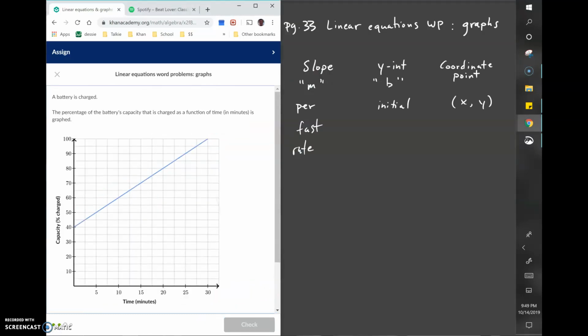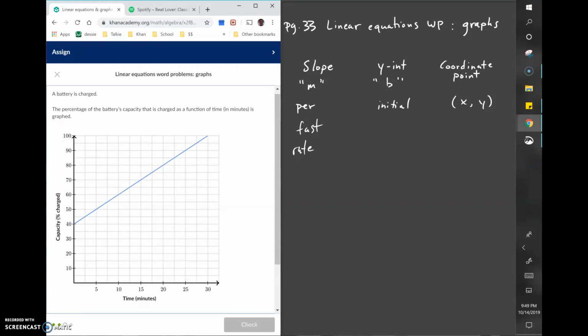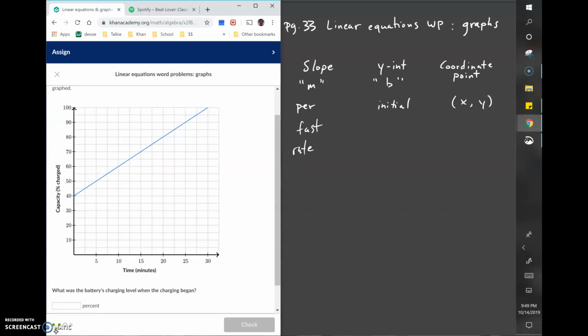Alright, a battery is charged. The percent of the battery's capacity that is charged as a function of time in minutes is graphed. So time is x. Plug this battery in, and once we plug it in, after 15 minutes, you can see the charge value of the phone is 70, or whatever the battery is. After 25 minutes, the battery life is at 90, and then at 30 minutes, it is at full charge.